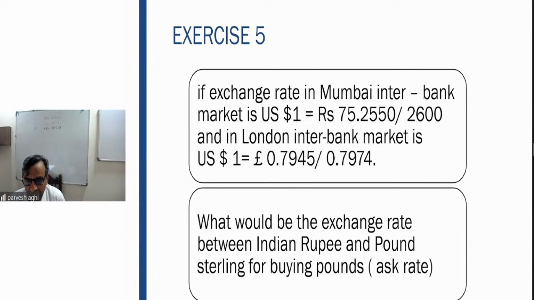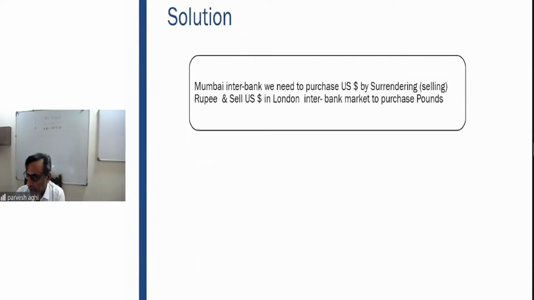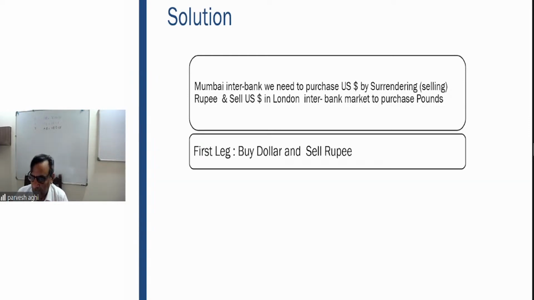Now, the exchange rate in the Mumbai interbank market is US dollar 75.2550 and 2660. And in the London interbank market, the rate is $1 is equal to so many pounds. Now we want to find out what is the pound buying rate. So first I'm going to buy dollars. In India, we can do even that. Yeah, you got it absolutely right. So first we are going to buy a dollar. So the first leg is to buy a dollar.